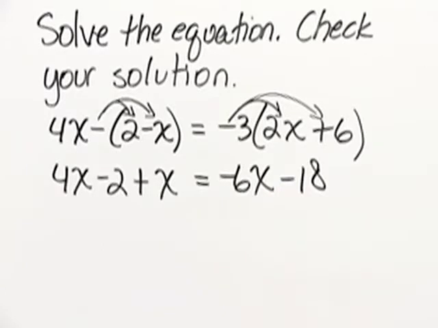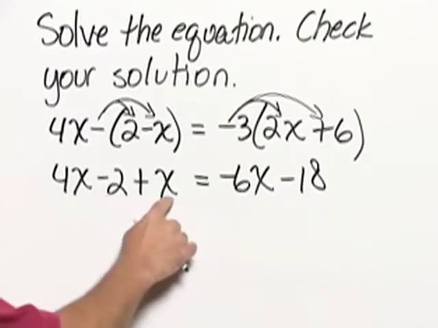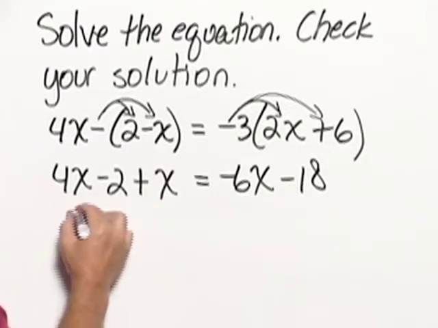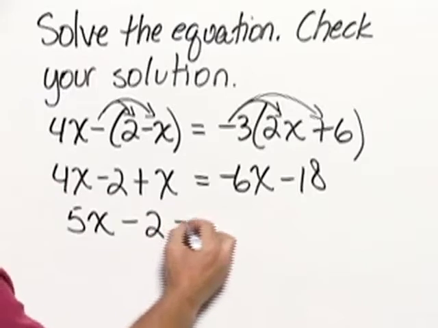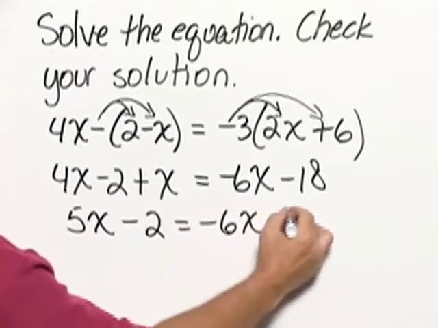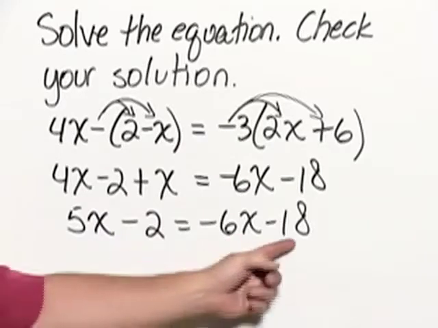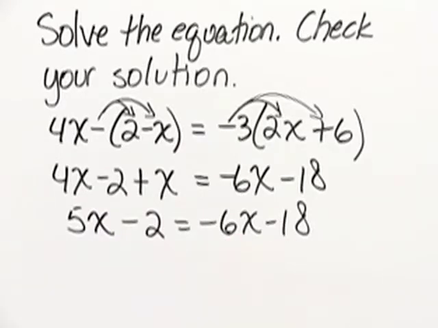On the left-hand side, we have a 4x plus x, and that is a 5x in total minus 2 equals negative 6x minus 18. We have x's on both sides and we have constants on both sides. Let's collect the x's on the left-hand side.